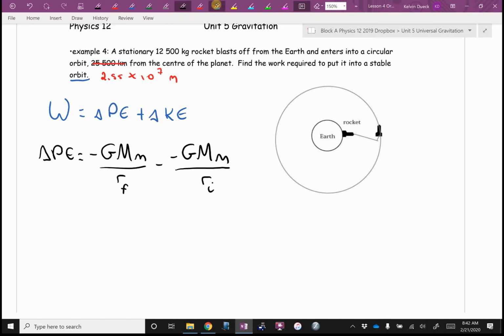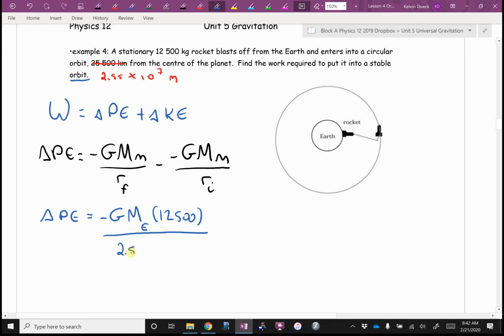Okay. So, Chris, we're going to go change in potential equals negative big G. What's big M? Okay, I'm gonna write mass Earth, little m, 12,500, all over. Chris, what's R final? 2.55. Try again. You said to the negative 7. I hope not. That would be approaching the order of an atomic positive 7, yes? Yeah. Sloppy mistake, don't do that.